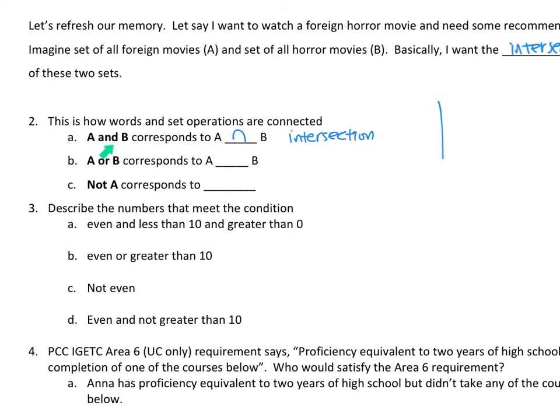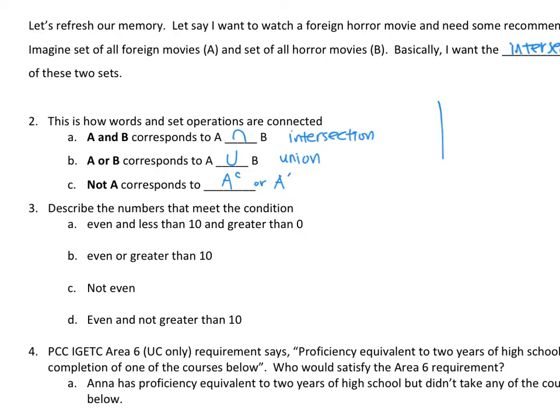That means the intersection. So when I see the statement A and B, it corresponds to the intersection of set A and set B. A or B corresponds to the set A union with B. So that's a union. And then not A is the complement, right? So A complement, or sometimes I write A with a little dash. So it's basically like what we saw in the last worksheet.